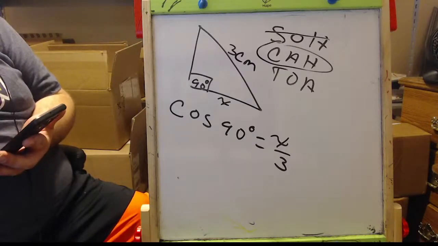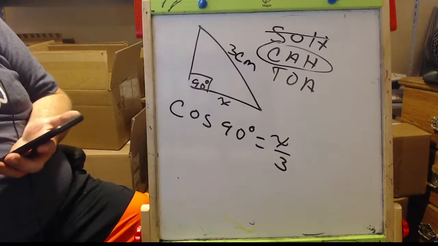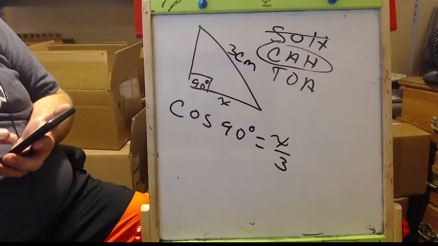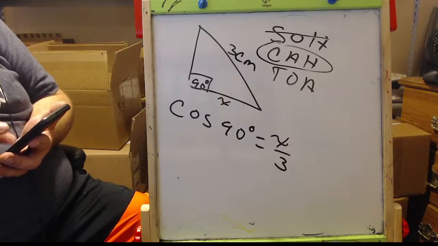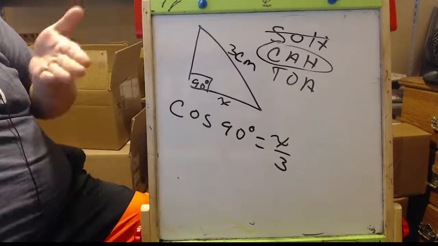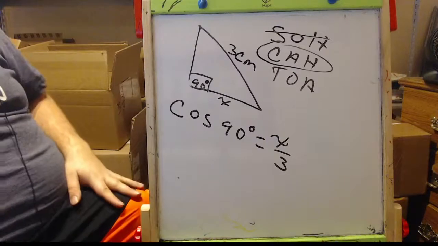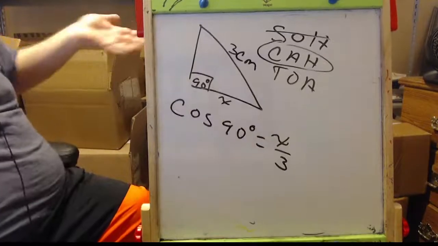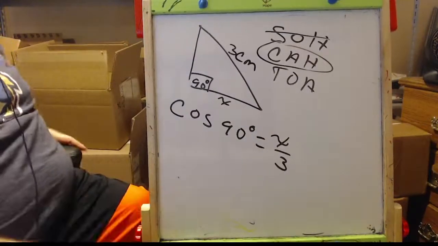Now the cosine of 90 is 0. So in our case here, the answer would be 0 for that side, which makes no sense. But that's how you would have to do it.